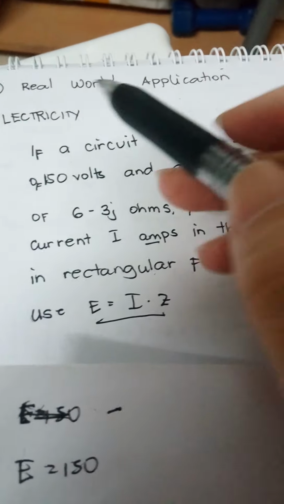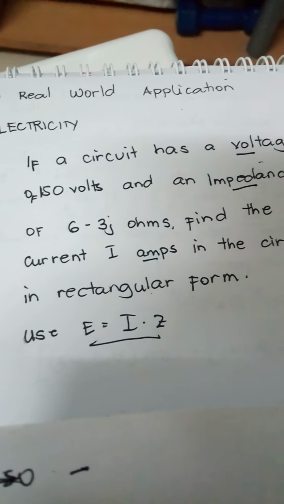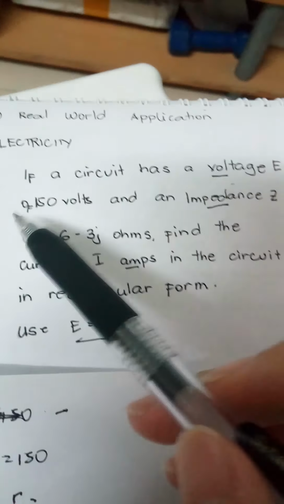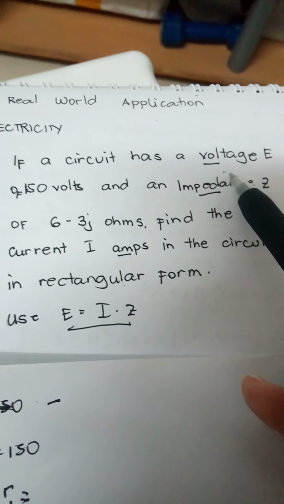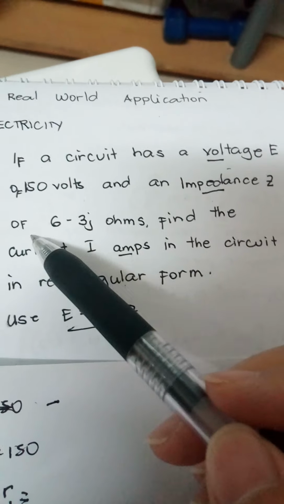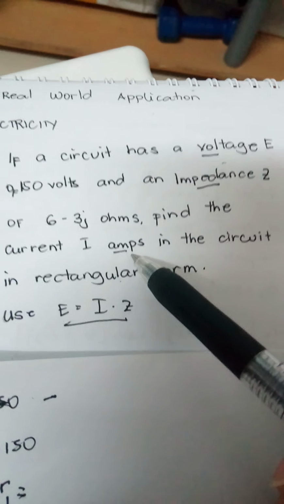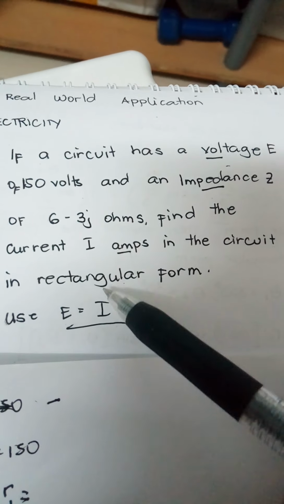So example number 5, real-world applications. Applications in terms of electricity. So I will read the problem. If a circuit has a voltage E of 150 volts and an impedance Z of 6 minus 3J ohms, find the current I in amps in the circuit in rectangular form.